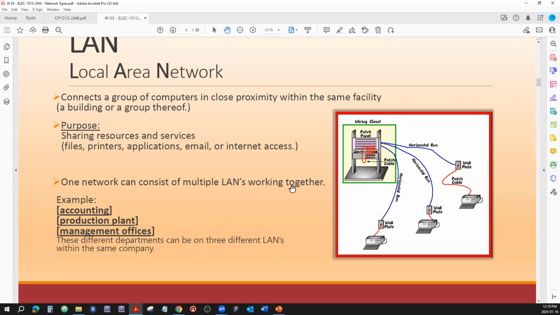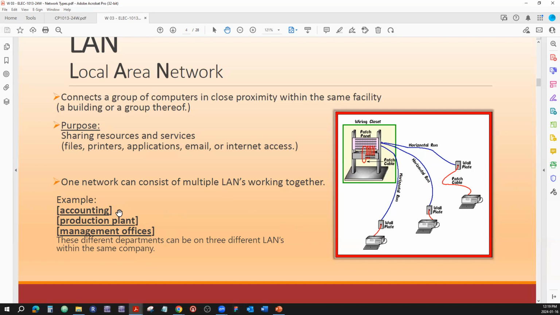Right? What do we mean by that? For example, the same LAN can be divided, logistically, into different departments such as accounting, production plant, management offices, and so on, just so the signal traffic doesn't get too jammed. If there's a big company, with a lot of information being exchanged between the machines or computers in the accounting department, let's keep that on a separate switch.